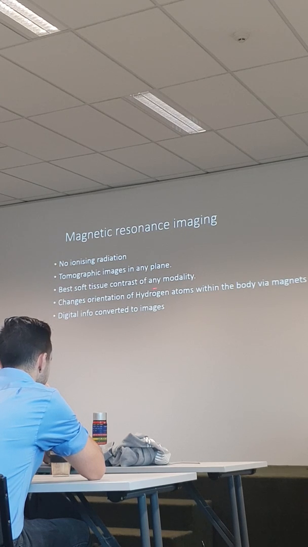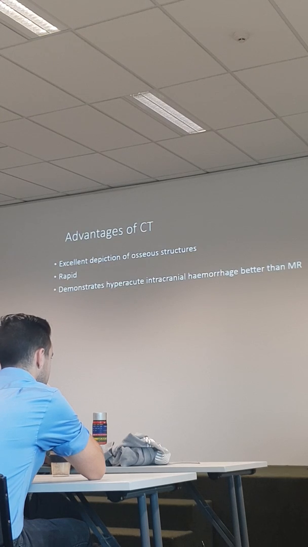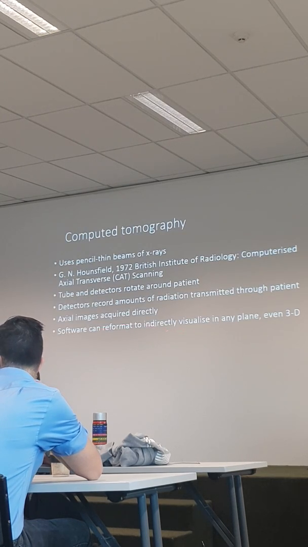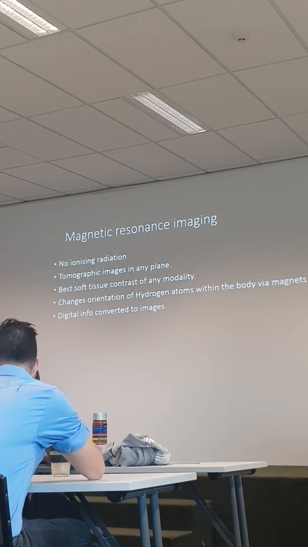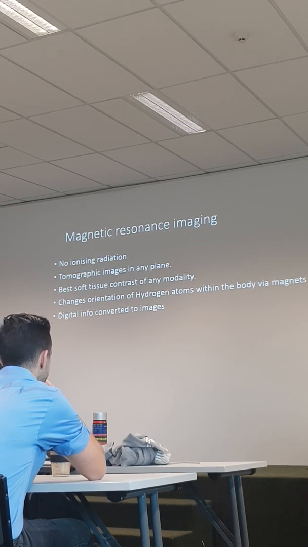MRI. This doesn't use ionizing radiation, so there's no harmful effect to the patient, which is great. Again, you can image in any plane. Unlike CT, it's not reformatted. You can actually image it in that plane. It's the best soft tissue contrast of any modality. What it does is orient the hydrogen atoms in a magnetic plane and then listen for a signal from them.